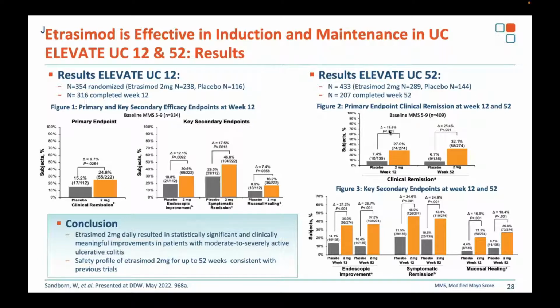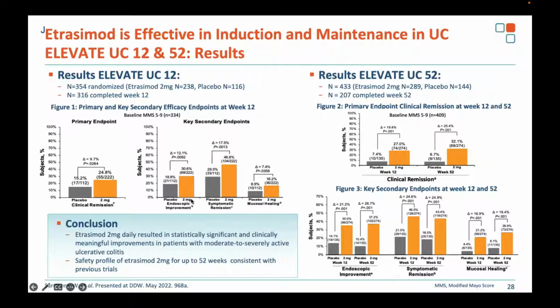You can see primary endpoint remission, patients with ulcerative colitis, as I mentioned, and you've got a really nice signal of benefit over placebo, a large delta of almost 20%, with upwards of about a third of patients at week 12, and again, a third of patients at week 52 being in remission compared to placebo. And at the bottom here, you can see a variety of different secondary endpoints, including endoscopic improvement, symptomatic remission, and mucosal healing, which was a composite of histological and endoscopic endpoints. Again, across all of them, a nice strong signal of benefit.